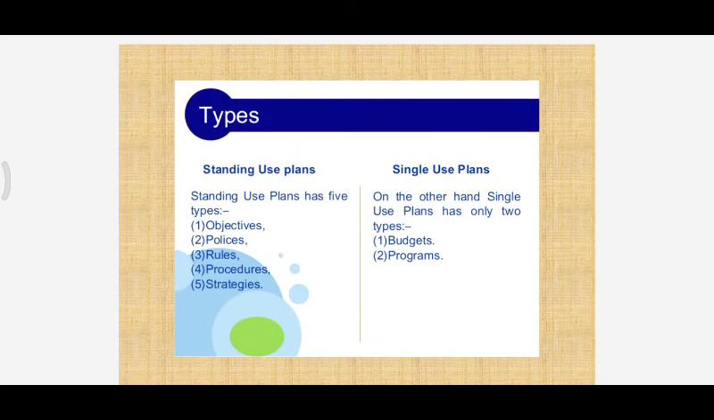Then we have standing use plans, which has five types: objectives, policies, rules, procedures, strategies. On the other hand, single use plans has only two types: budgets and programs.